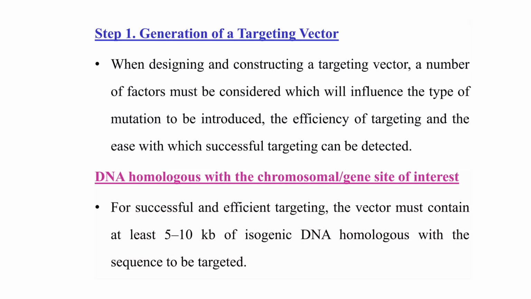So for successful and efficient targeting, the vector must contain at least 5 to 10 kb of isogenic DNA homologous with the sequence to be targeted.